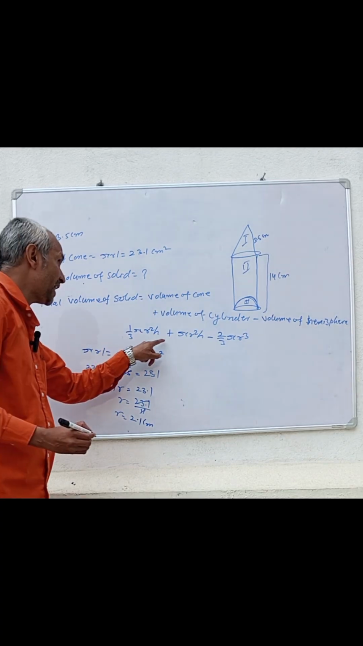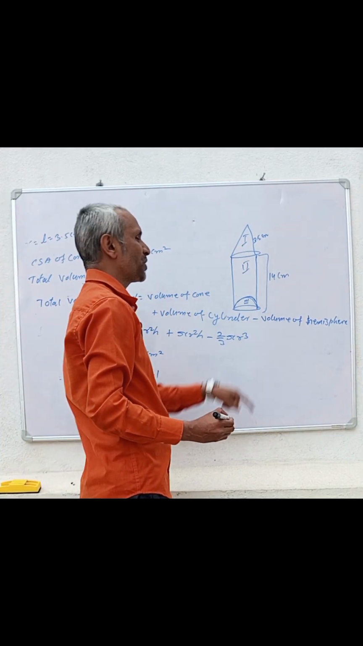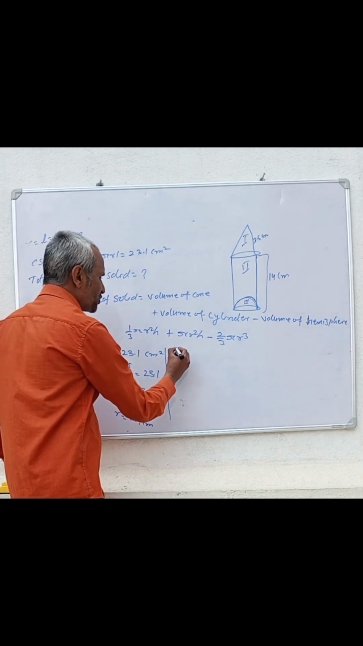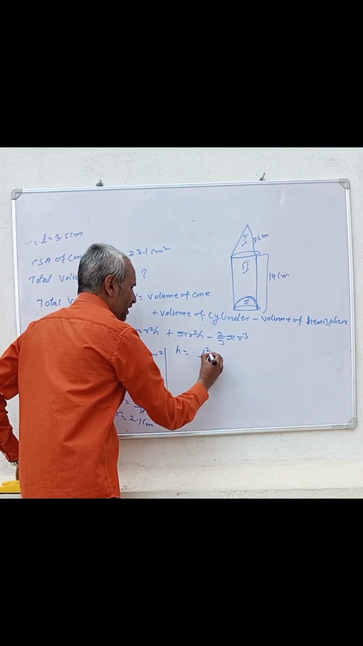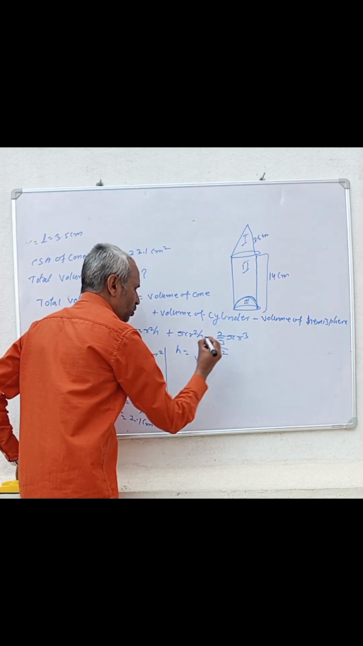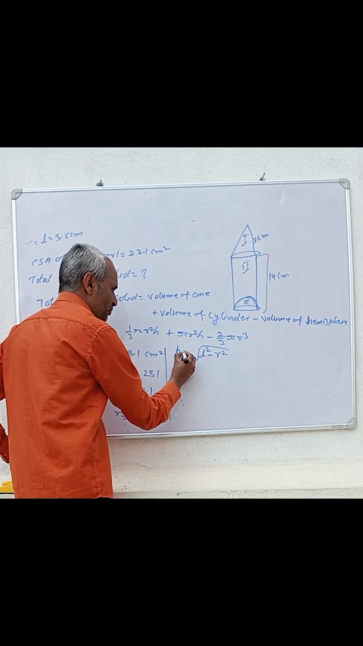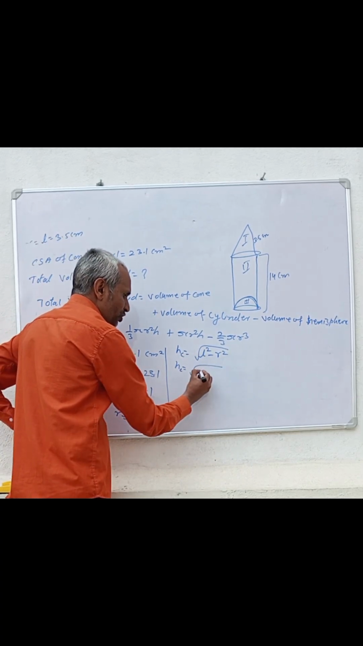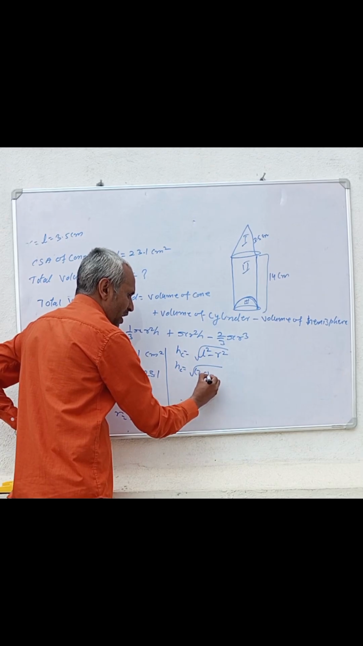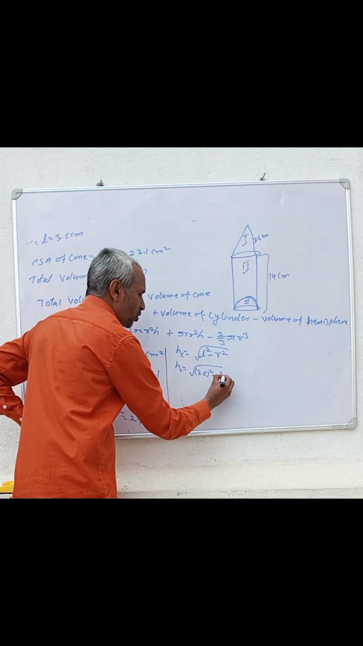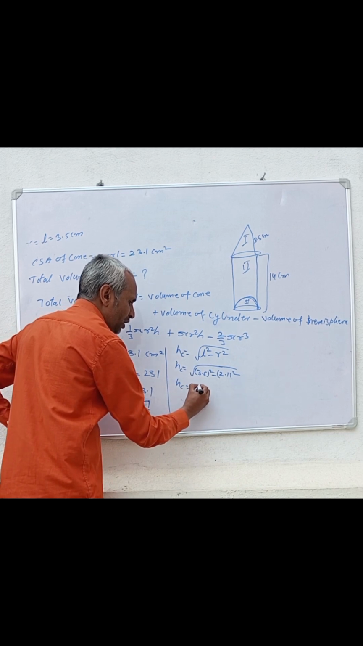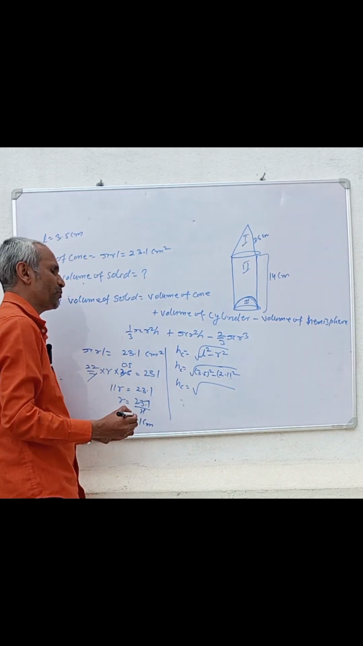Now we have to find the h of the cone. How to find the h of the cone? You know, h is equal to the square root of L square minus r square. Writing hC, where C means cone, L is given as 3.5, square, minus r, which we got as 2.1, square. So hC is equal to the root of 3.5 into 3.5.